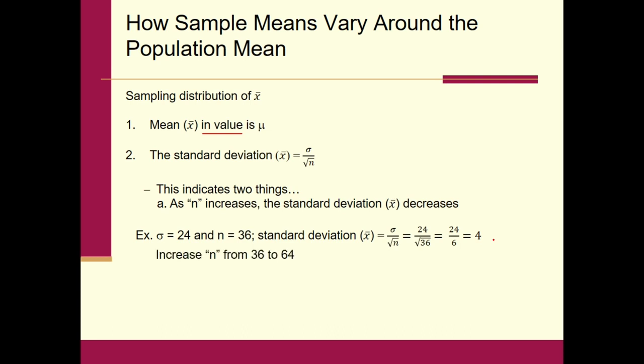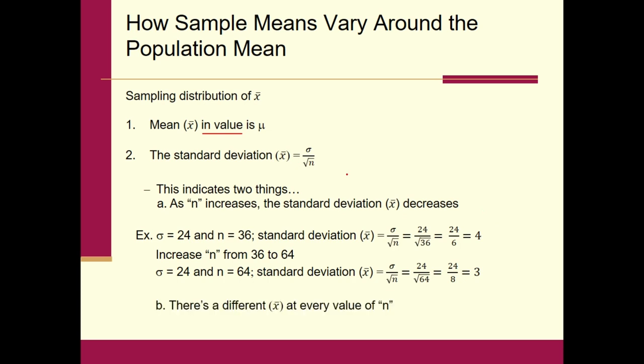Let's increase n from 36 up to 64. So notice what's going on with n? It's going up. And so what should happen to the standard deviation? It should decrease. As n increases, the standard deviation of the sampling distribution of x bar should decrease. You can go through the math there, but it decreases down to 3. It gets a little smaller. All right, so that's the first thing that simple little formula is indicating to us.